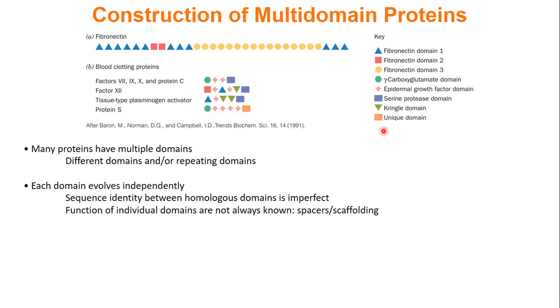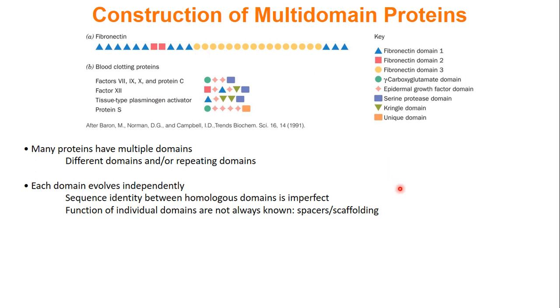Now, when we look at proteins and think about domains, we find that proteins usually aren't just one domain, but multiple domains. Many proteins have multiple domains. They can be different domains, like in fibronectin, where we have different domains with these different shapes. Or they can be a domain repeated over and over again, which we also see in fibronectin, where one domain is repeated a bunch.